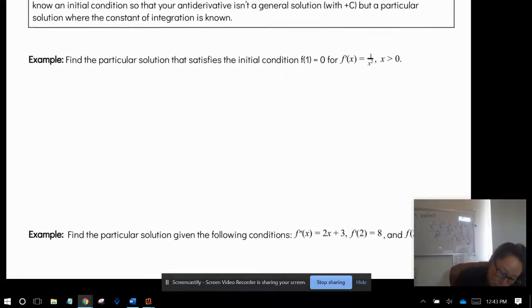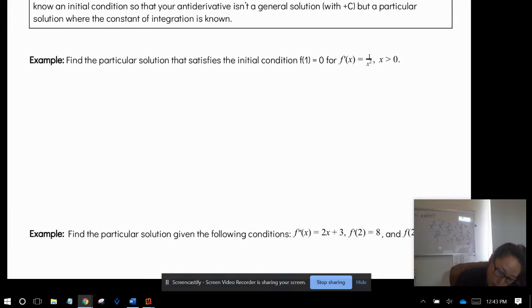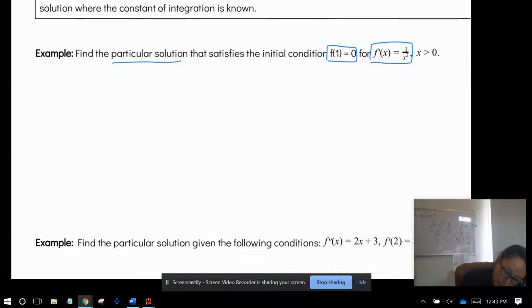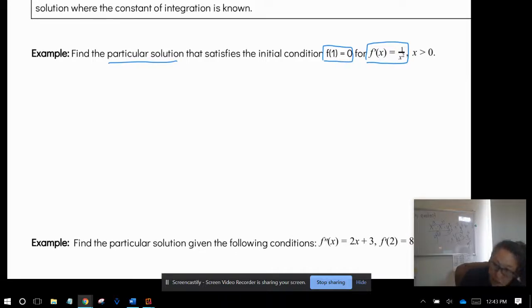So what I want is to find the constant, the particular solution. So the antiderivative with a value for C that has the initial condition f of 1 is equal to 0, and the derivative is 1 over x squared. I'm going to start with, we're going to do this the official way.